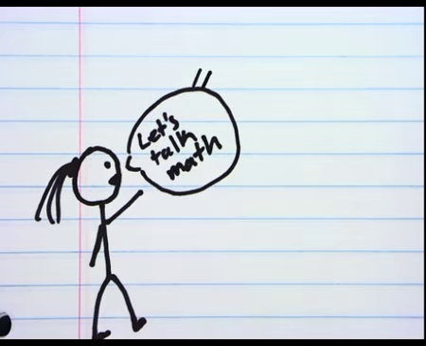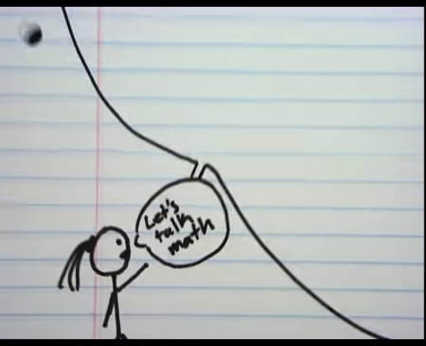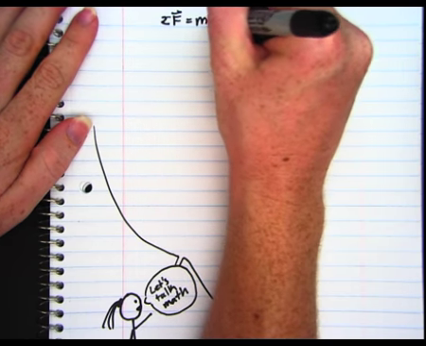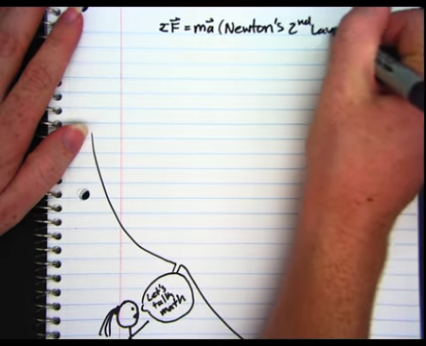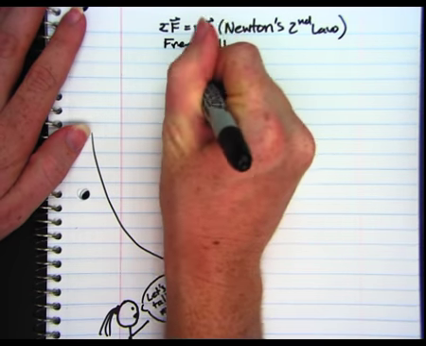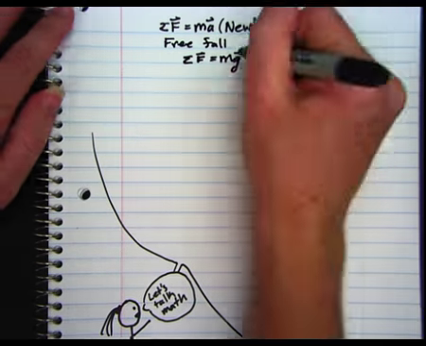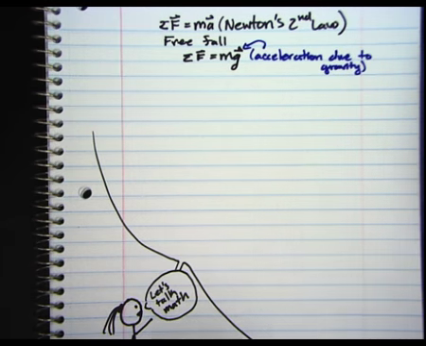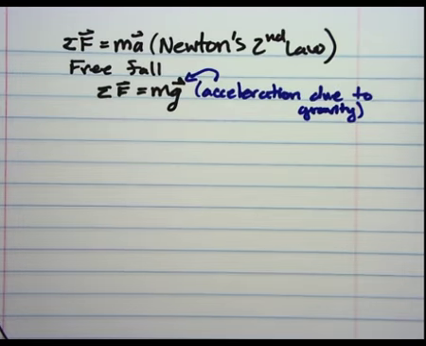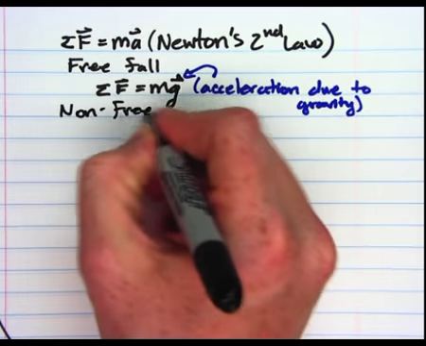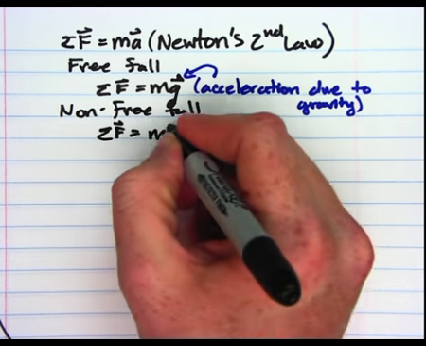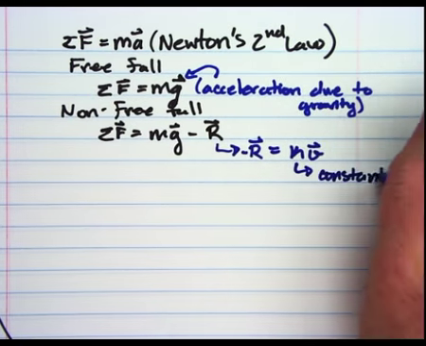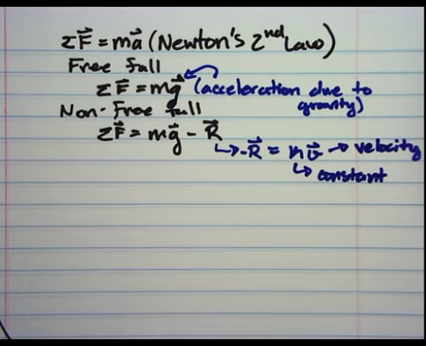Okay, so now let's talk some math about falling. The main thing we're looking at when stuff falls is Newton's second law: the sum of the forces is equal to mass times acceleration. In a free fall, that acceleration is equal to g, the acceleration due to gravity, 9.8 meters per second squared. Now, when we look at a non-free fall situation, the sum of the forces is mg minus R, because R is moving in the opposite direction.